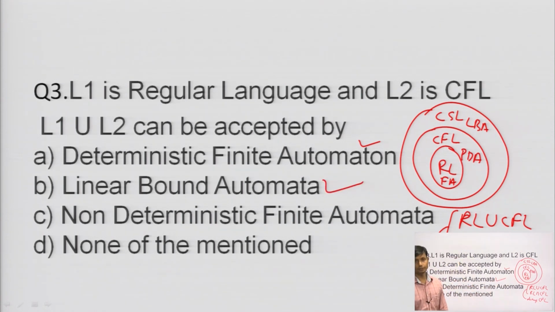Regular language is also accepted by the Turing machine. It is accepted by the finite automata, by the push down automata, and also by the Turing machine, which is the highest machine that can compute all languages, like regular, context free and context sensitive. All languages, recursive, enumerable, all will be accepted by the Turing machine.